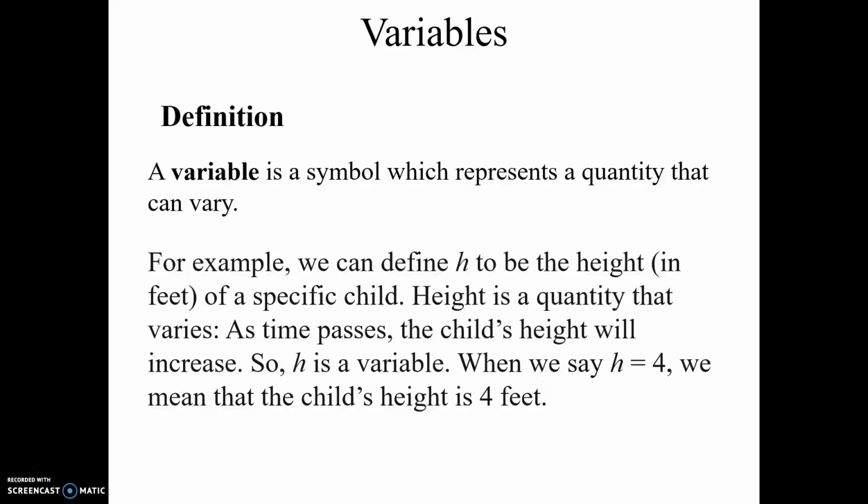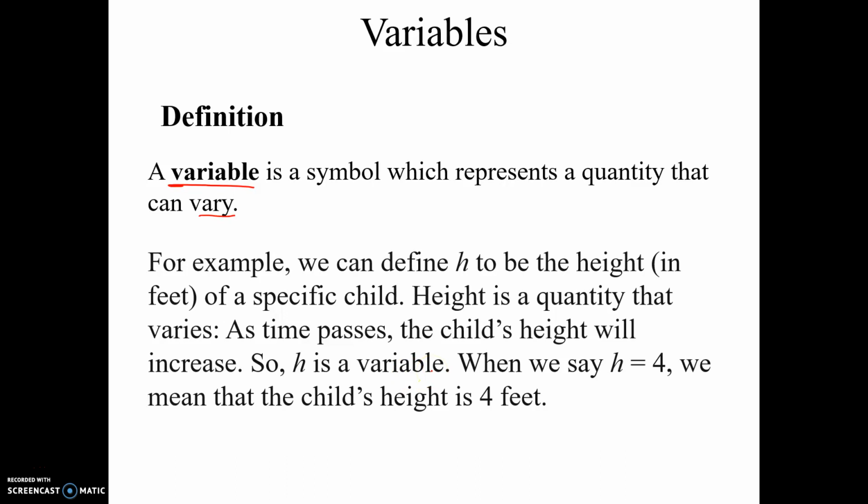This section starts off with the definition of a variable. A variable is a symbol which represents a quantity that can vary, thus the word variable. For example, we can define h to be the height in feet of a specific child. Height is a quantity that varies. As time passes, the child's height will increase. So h is a variable.